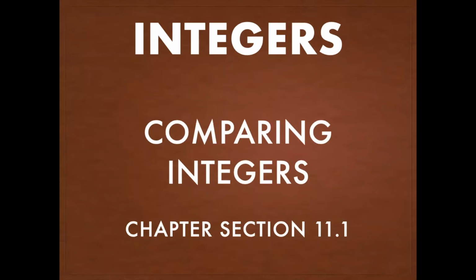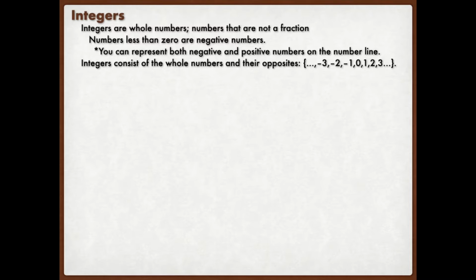Today we're going to focus on integers, specifically identifying and comparing integers in chapter section 11.1. Now, integers are whole numbers. What this means is that these are numbers that are not fractions. Numbers less than 0 are going to be negative numbers. So there can be positive integers and negative integers.